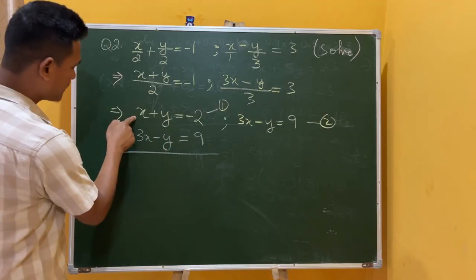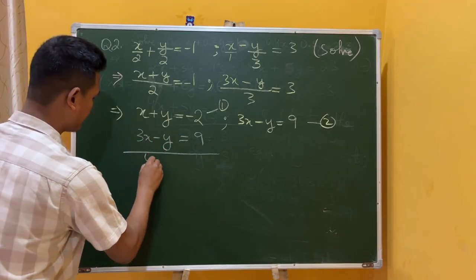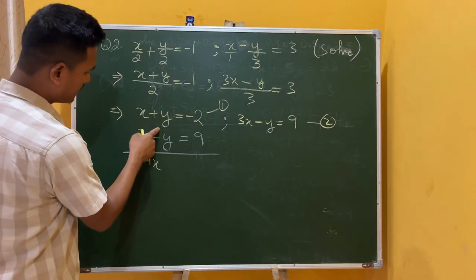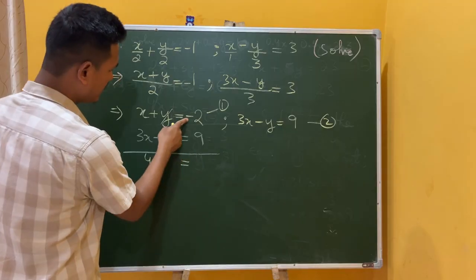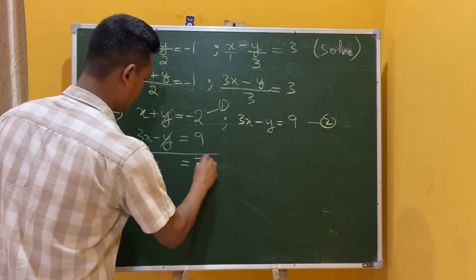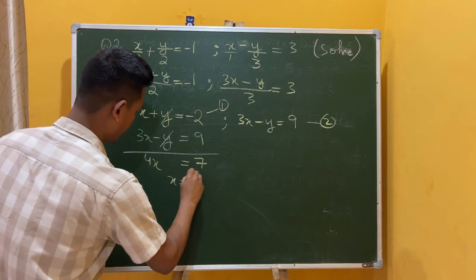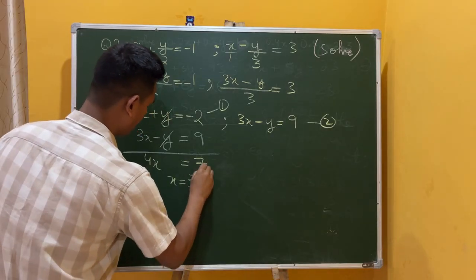So if we add x plus 3x, it's going to be 4x. Y plus minus y, so this is going to get cancelled, equals to -2 plus 9. So answer is 7. So x equals to 7 by 4.